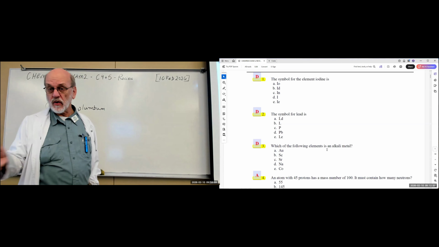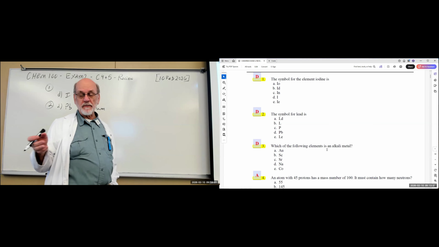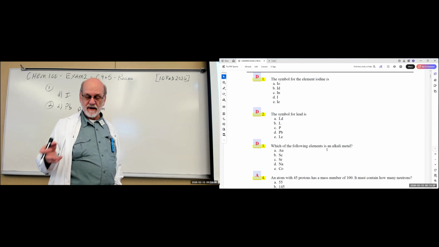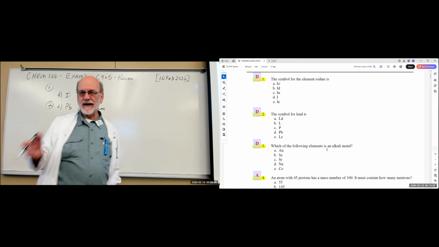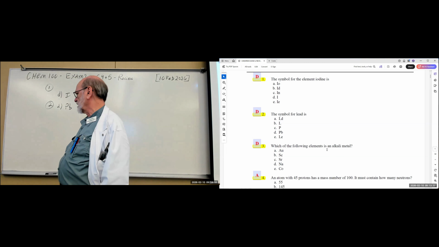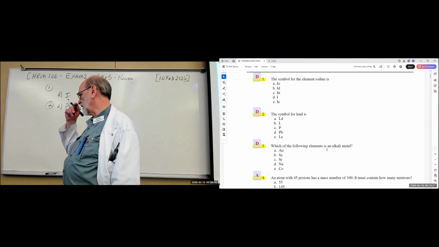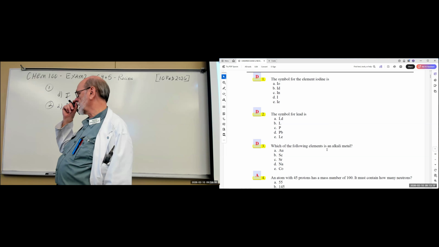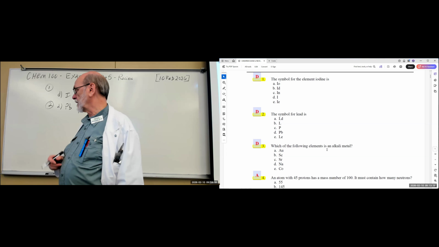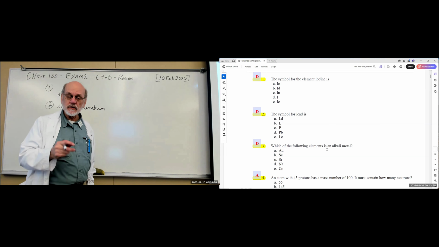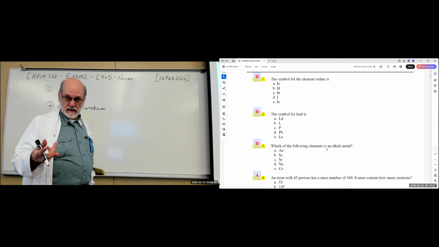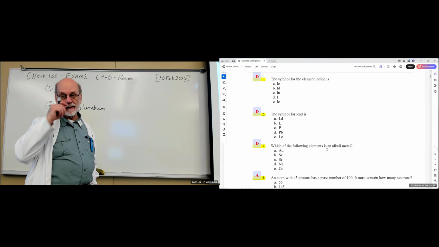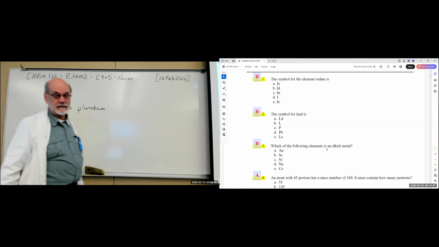Now, LE, there's no element. P is phosphorus. L, there's no element. LD, I don't think there's an LD in there. Let me see. There's an LV. No, I don't think there's an LD. No, there's no LD. So the only two symbols that are recognized for elements are C and D, and the answer to this question is D.